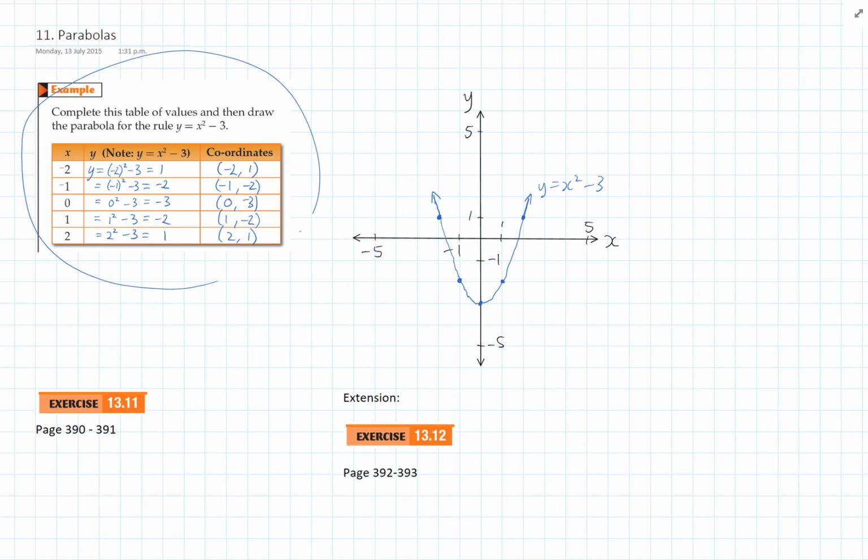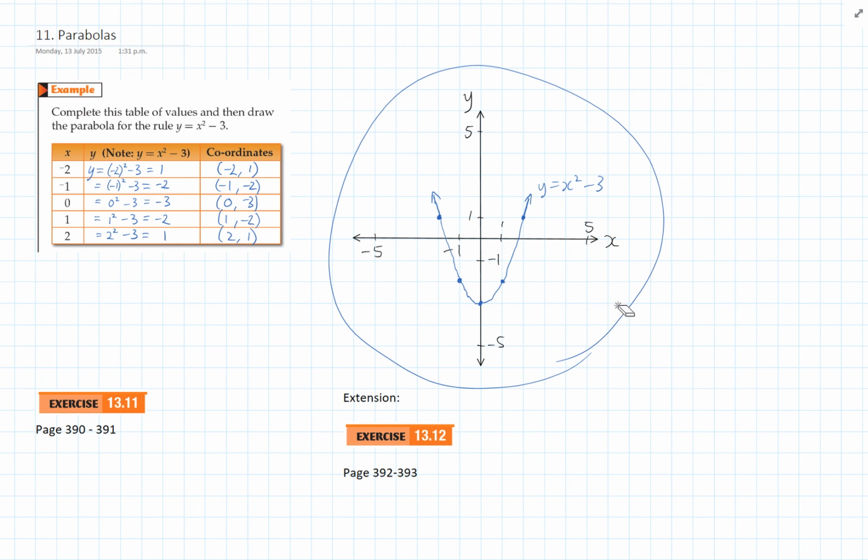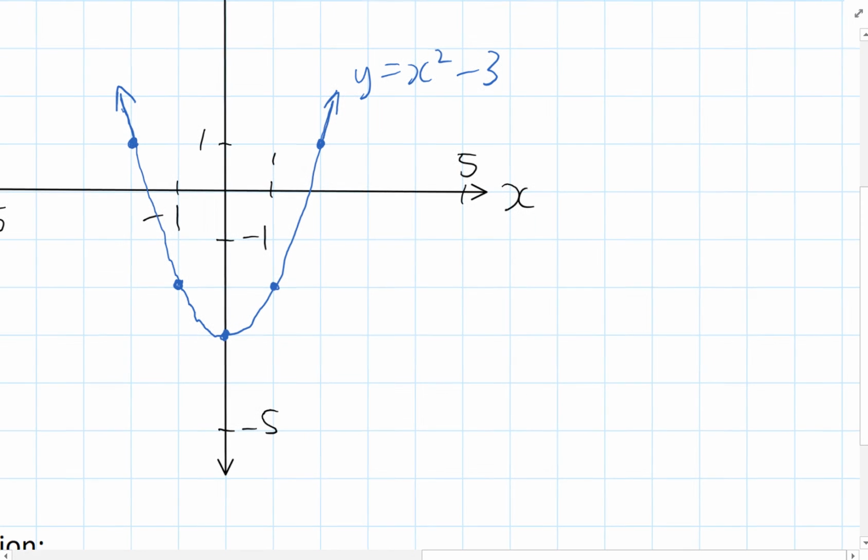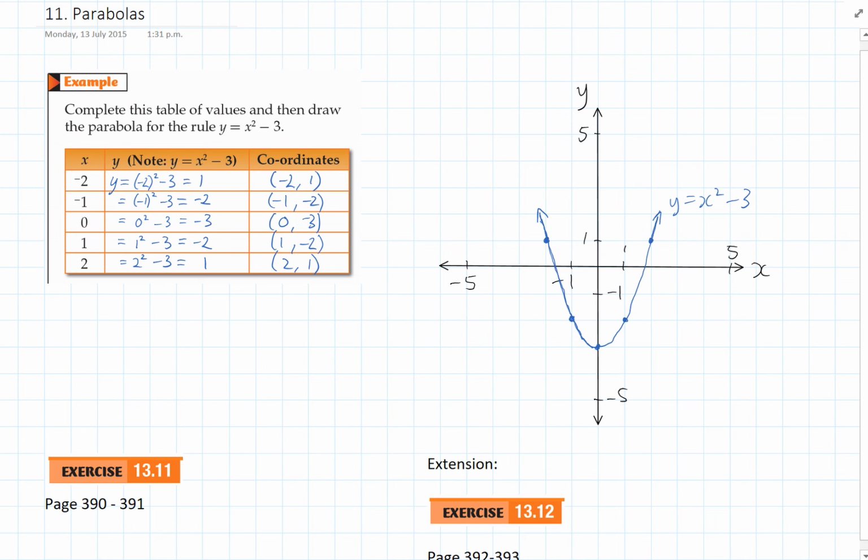You just put the values into the table, and then you plot the points and then join it with a curve. And you can see here that I've been a bit wobbly, but I think with a pencil on paper you'll be a bit smoother than that. And it does take a little bit of practice as well. But whatever you do, don't join them with straight lines because they are curves, they aren't straight lines.